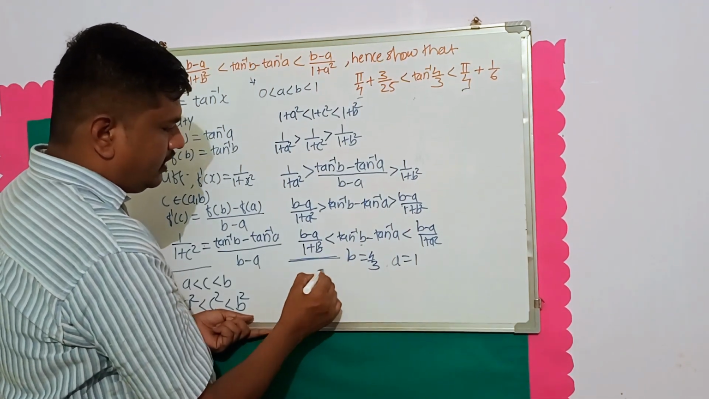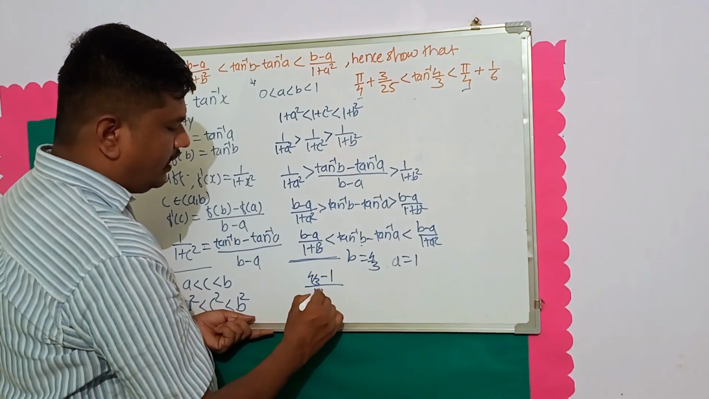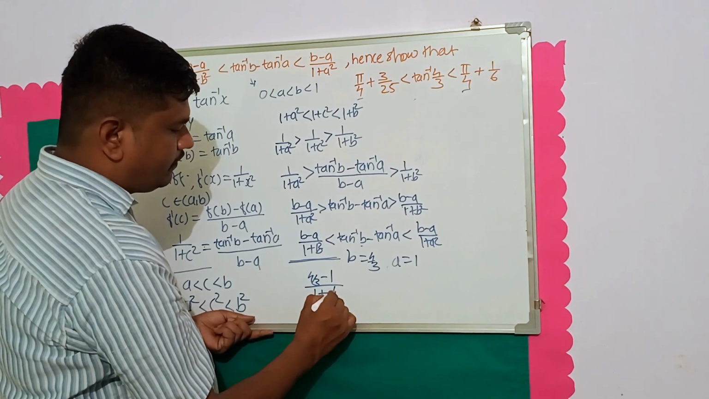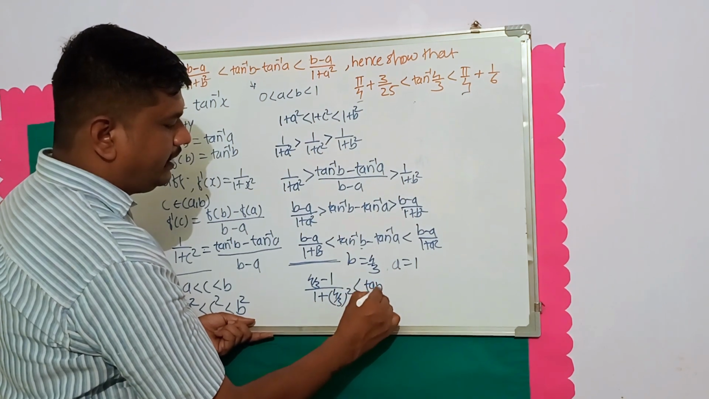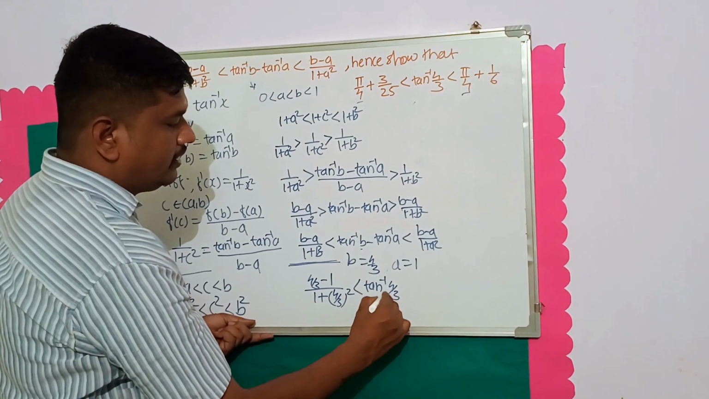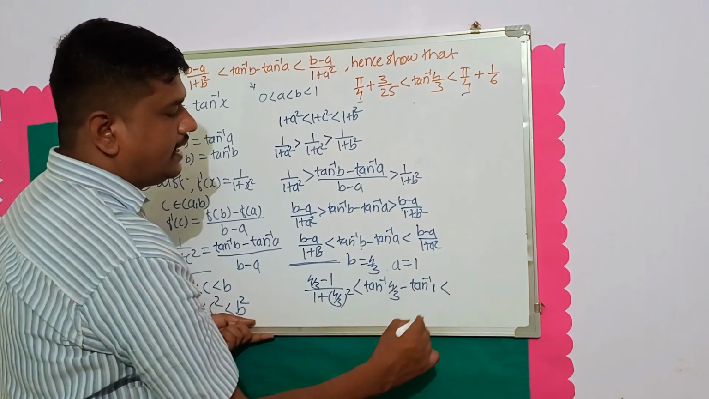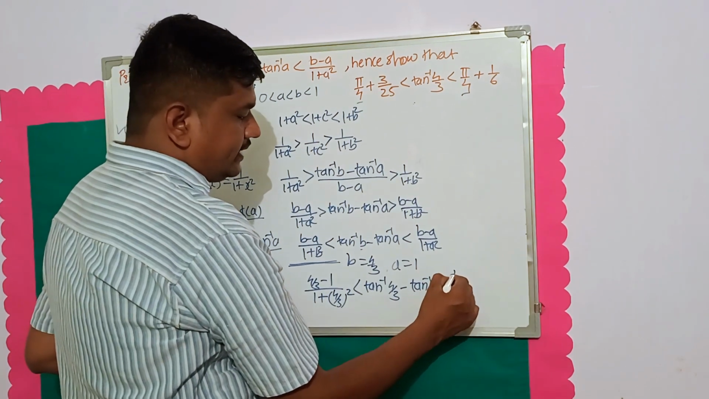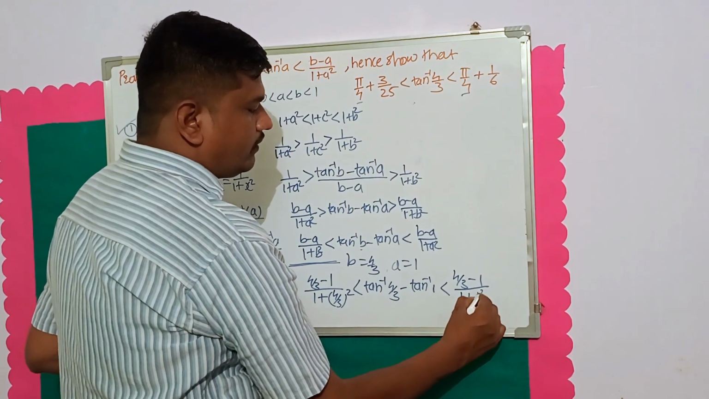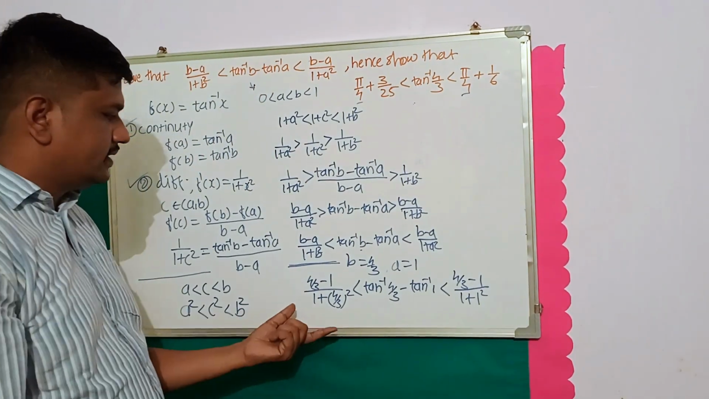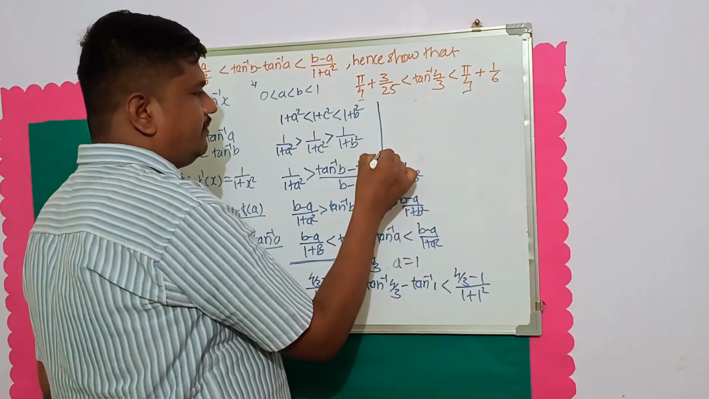So I will put here the value of B is 4 by 3, minus A is 1, upon 1 plus B square, the square of 4 by 3, is less than tan inverse of B, that is tan inverse of 4 by 3, minus tan inverse of A, that is tan inverse of 1, less than B minus A, that is 4 by 3 minus 1, divided by 1 plus square of 1. If I simplify this, I will get the same inequality.